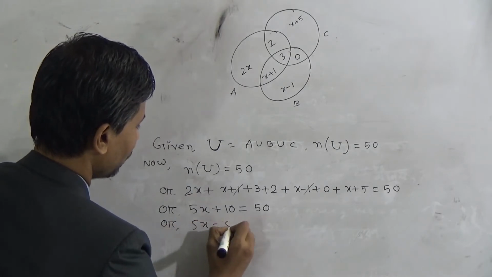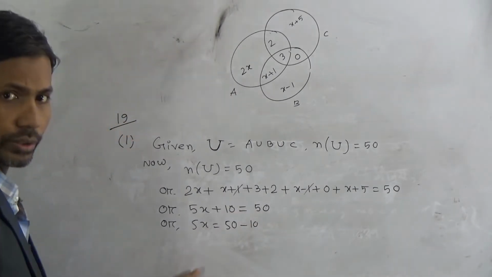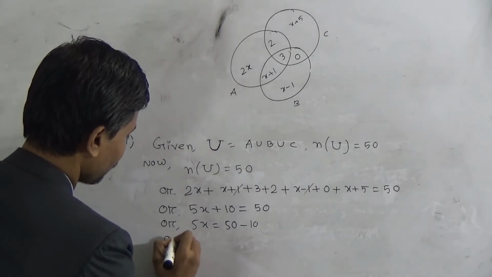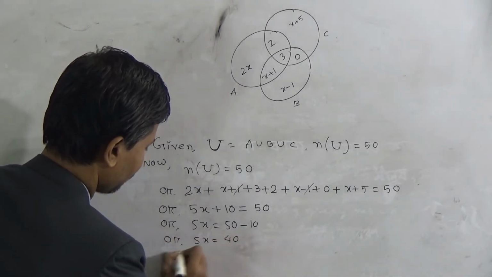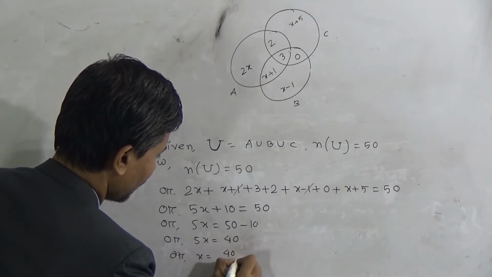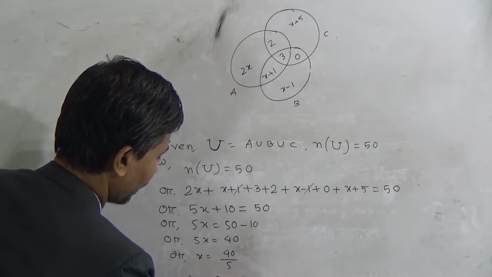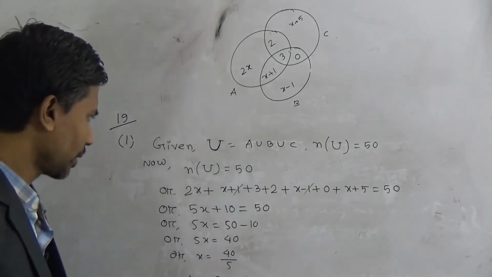5x plus 10 equals 50. You know this, it is the rule for equations. So 5x equals 40. x equals what? 40 divided by 5. Therefore, x equals 8. Therefore, the value of x is 8.